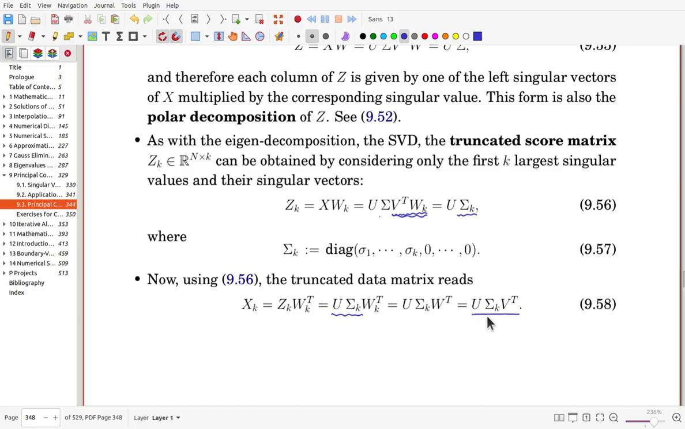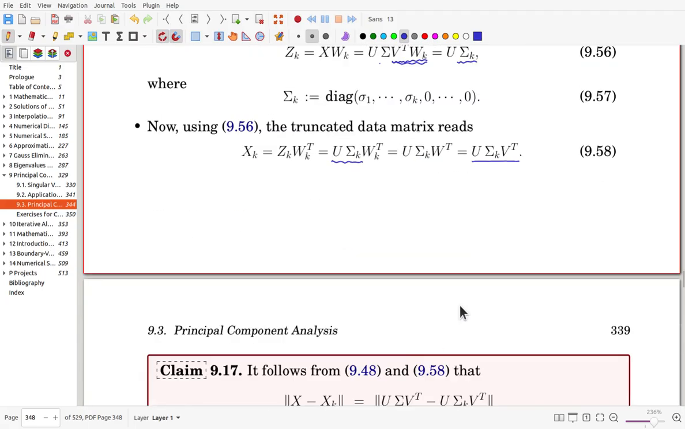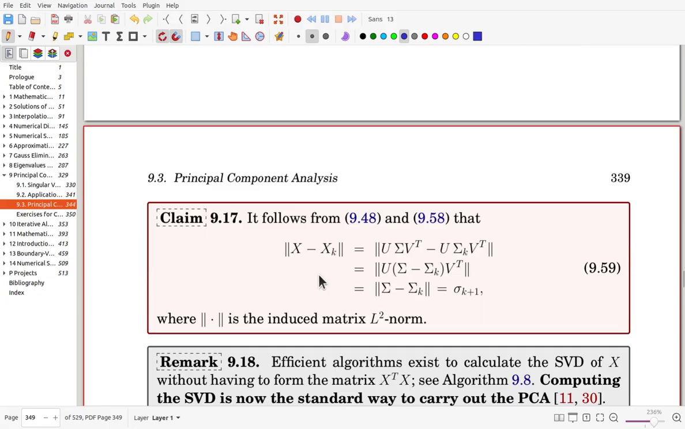So simply, such a truncated square matrix and truncated operation is the same as simply choosing K components from the diagonal sigma matrix. That means we are only considering the first K singular values. Now, what is the difference between X and X_K in L2 norm? By using singular value decomposition, we can write it in this way, and X_K we already know in this way.